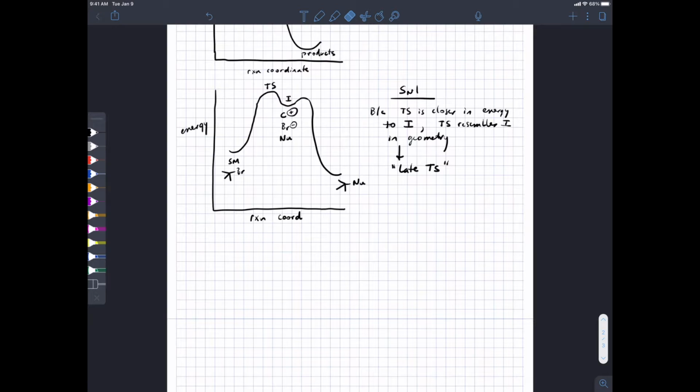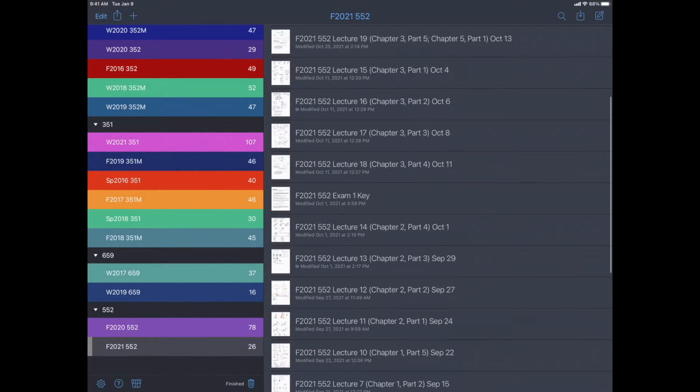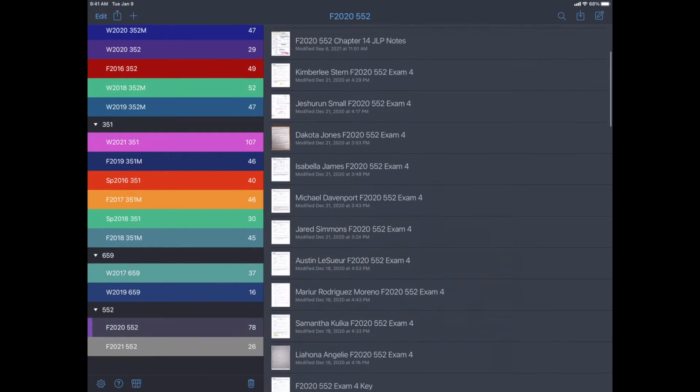Your text gives some weird figure, which maybe I'll try to show you here.